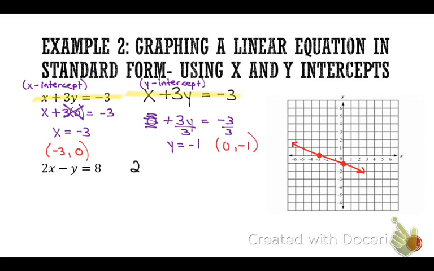2x minus y equals 8. So remember, write it twice. Okay, and I want you to start finding your x and y intercepts. Use the one right above us that we just did.